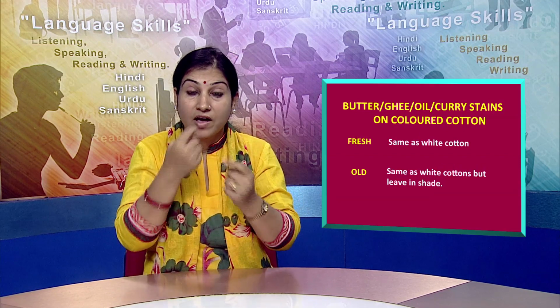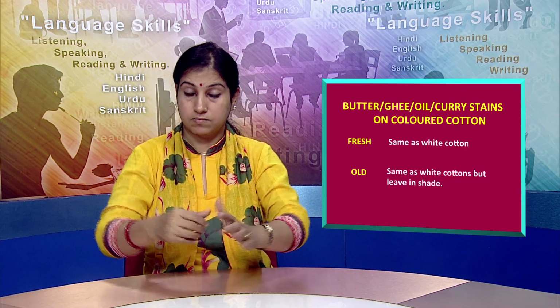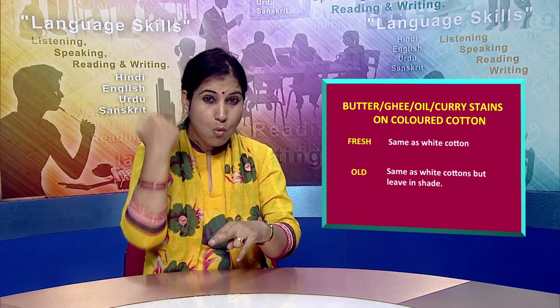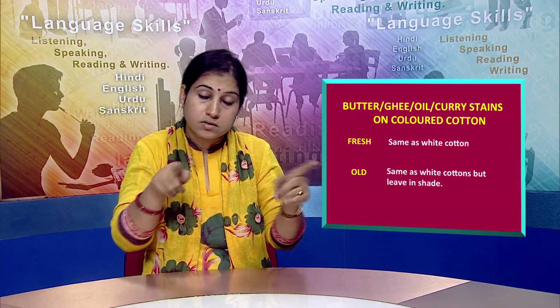For colored cotton clothes, if the stain is fresh, then follow the same procedure as for white cotton cloth, except drying in sunlight. In this case, you have to dry it in shade. And if the stain is old, then again follow the same method as for white cotton clothes, but dry in shade again.